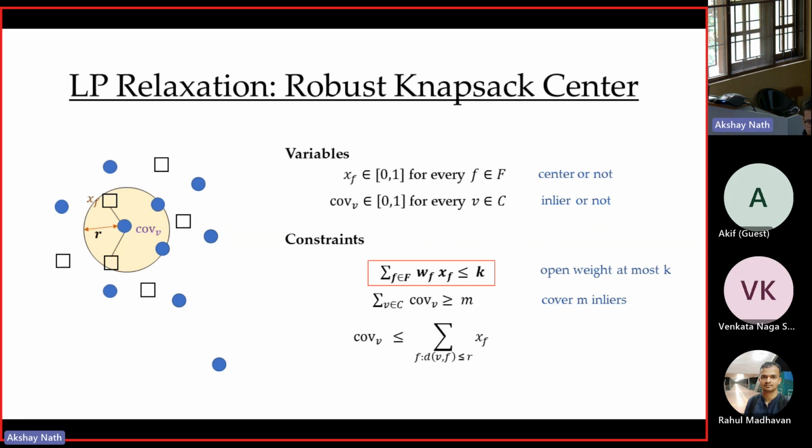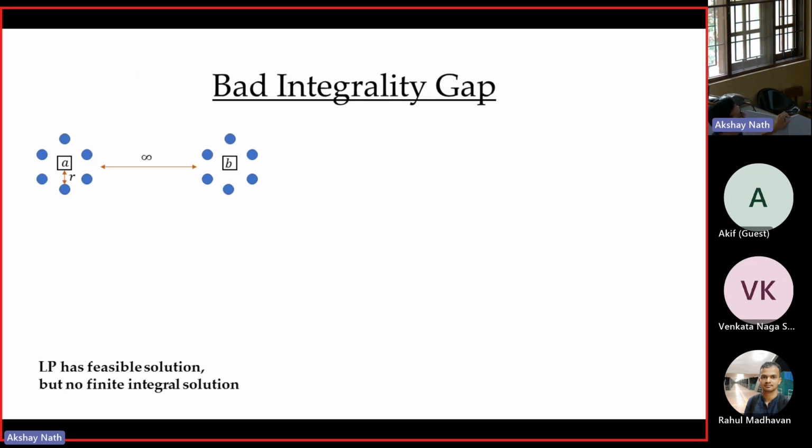And if you've seen knapsack, you can sort of already guess that I'm in for trouble. Okay? But I would like to show you this trouble. So I'm now going to say that this LP has a bad integrality gap. This LP can cheat. What do I mean by that? We can show an example, and I'll go through it a little bit.